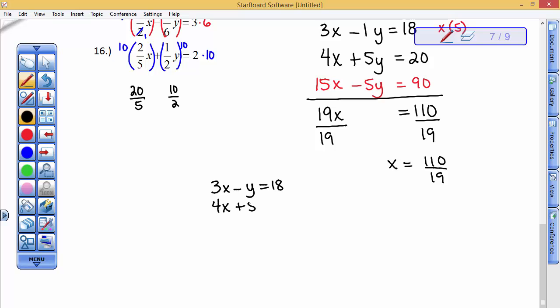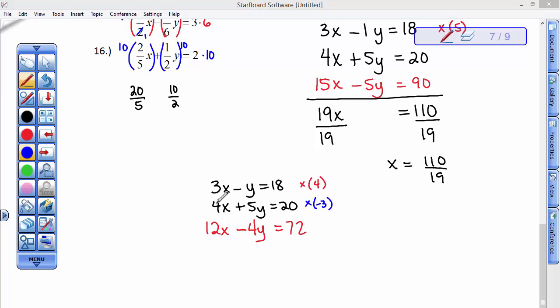So I'll multiply this equation by a 4, and then I think I'll multiply this equation by a negative 3. So the first one, when I multiply it by 4, I get 12x minus 4 times y, and 18 times 4, I believe, is 72. Right here, 4 times a negative 3 is a negative 12x. 5 times a negative 3 is a minus 15y. And 20 times a negative 3 is a negative 60.